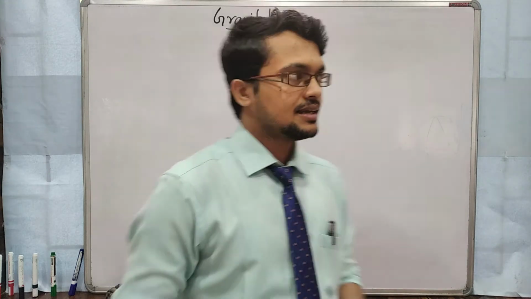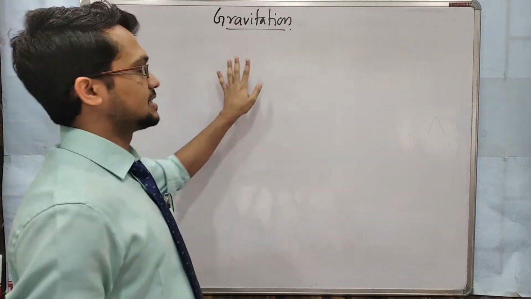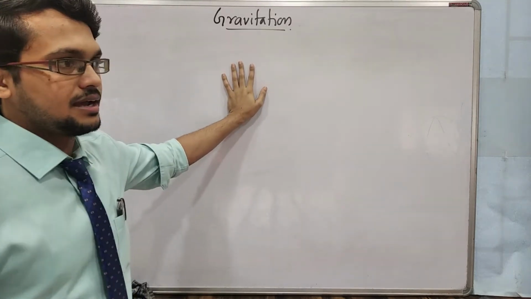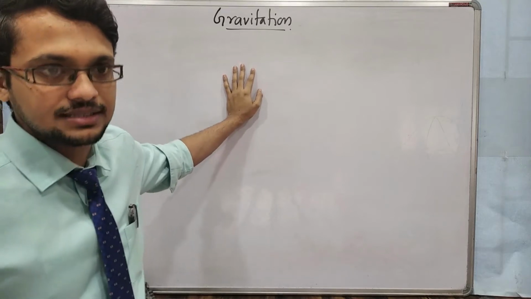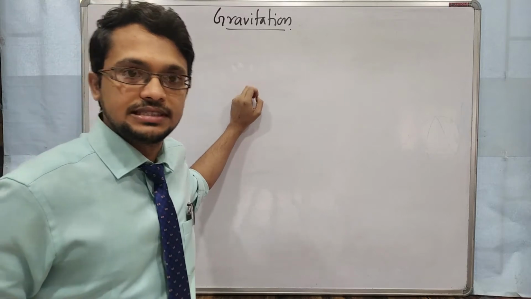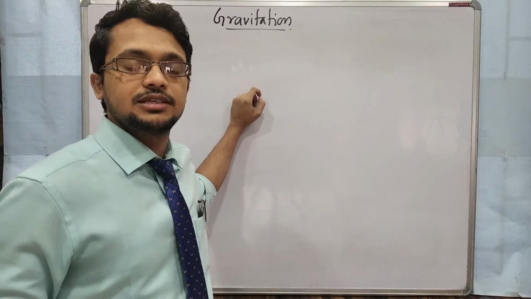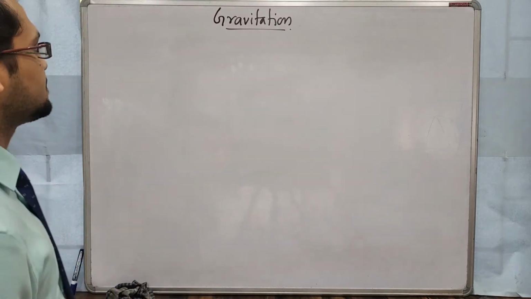Hello students, in this class we will see another new chapter, that is gravitation. First in this class we will discuss Newton's law of gravitation, and we will discuss another part, that is variation of g with height, that means variation of gravitational acceleration with height from the surface of earth.